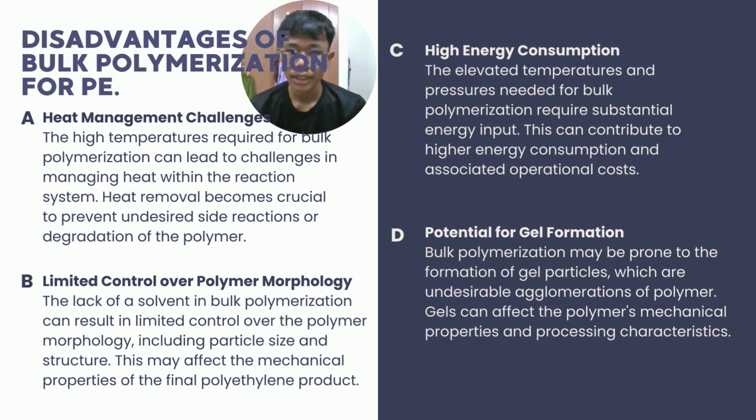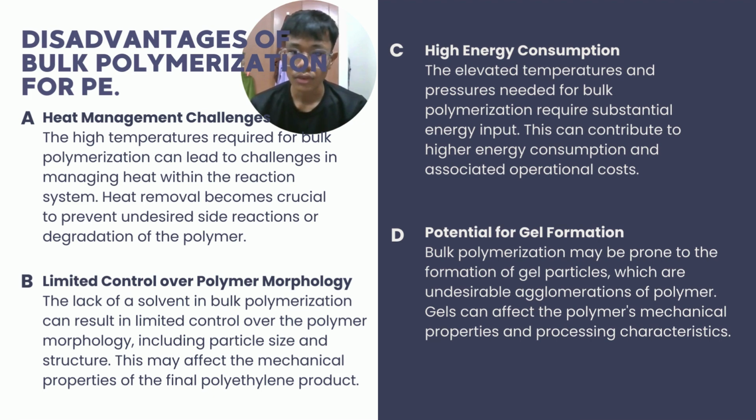The high temperature required for bulk polymerization can lead to challenges in managing heat within the reaction system. Heat removal becomes crucial to prevent undesired side reactions or degradation of the polymer. Number two is limited control over polymer morphology.